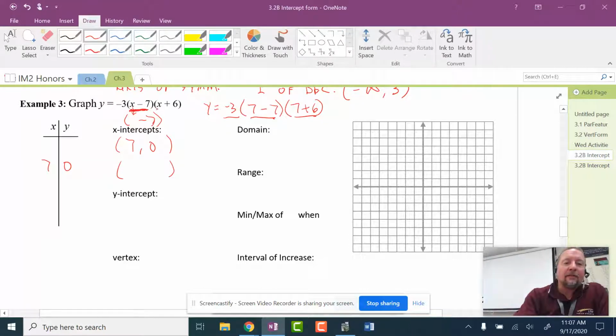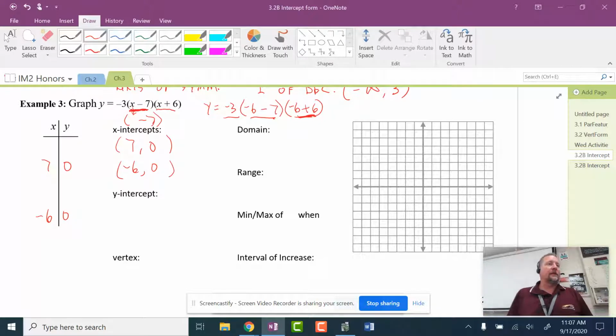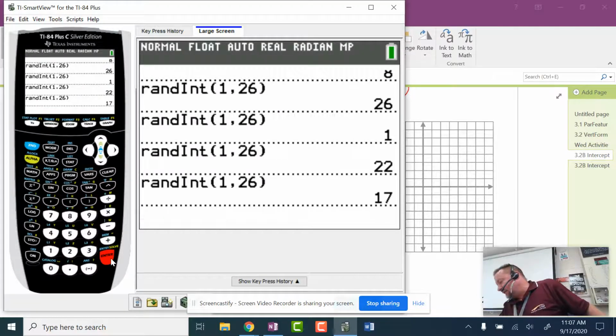So what's the other one, Ethan, now that you see that? What's the other X-intercept? Yes, because when I plug in -6 for x, this becomes 0 times -13 times -3, which is 0 as an output. Input, say it, Ethan. Nice. This is graphing 101. This is why this all works. This is why this form should be really understood.